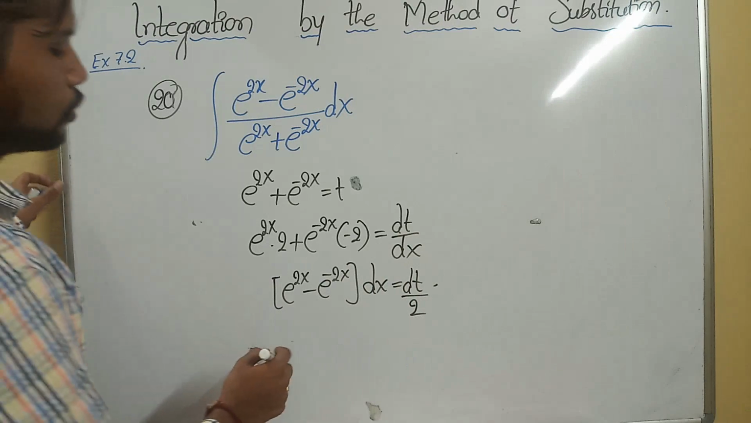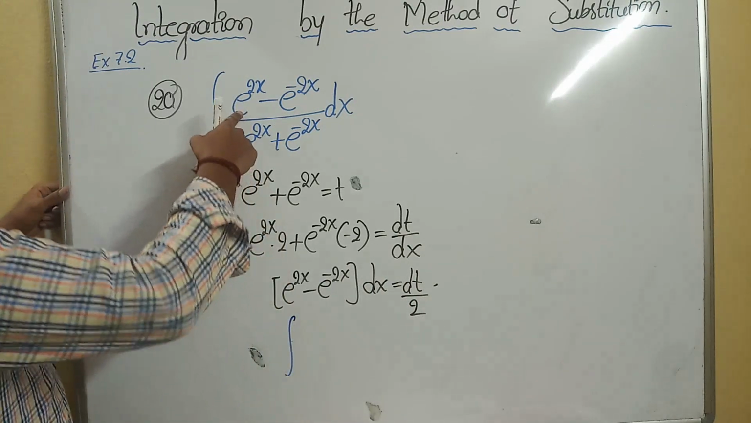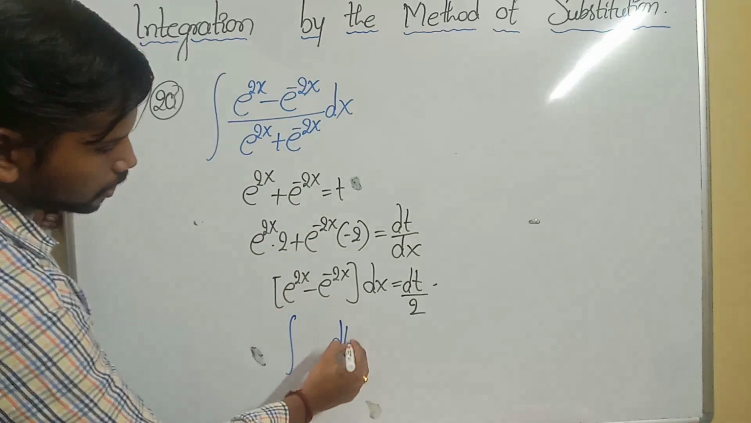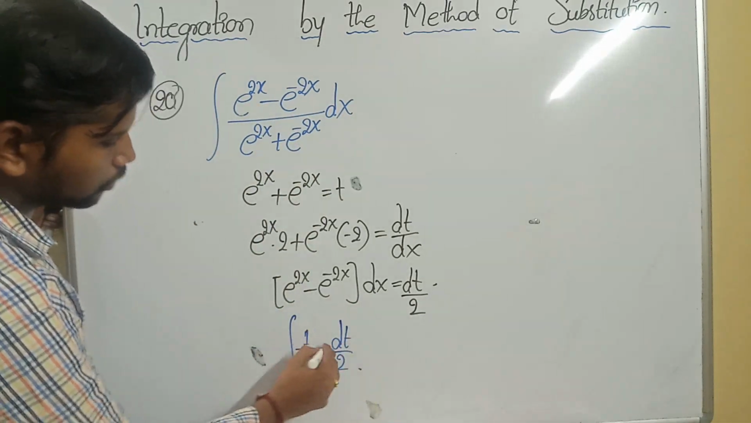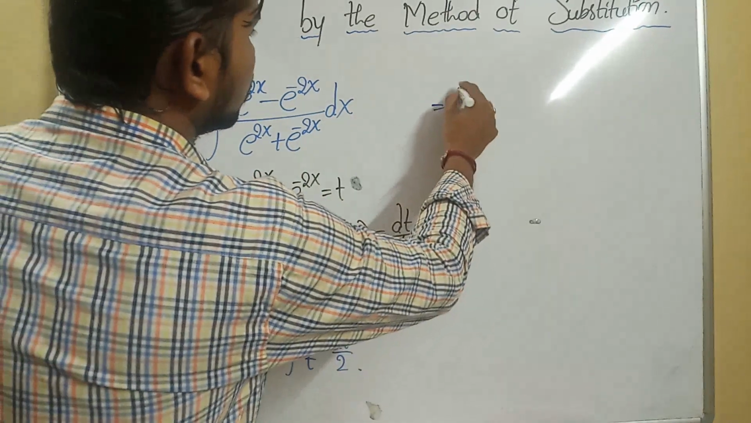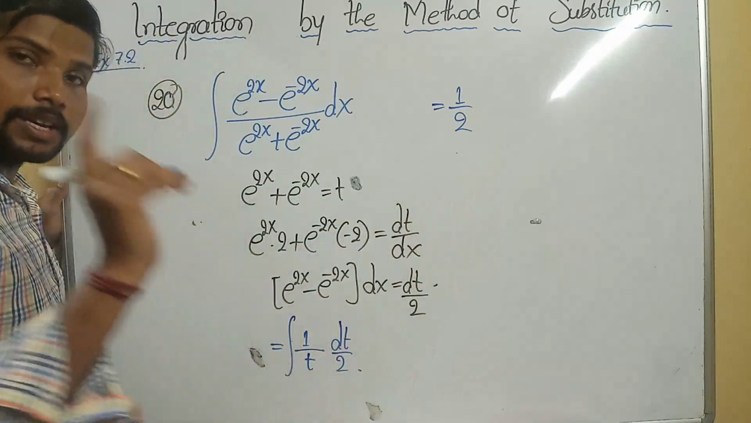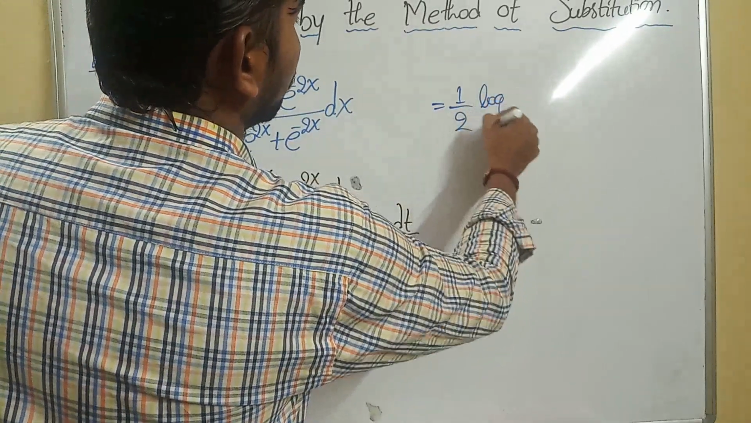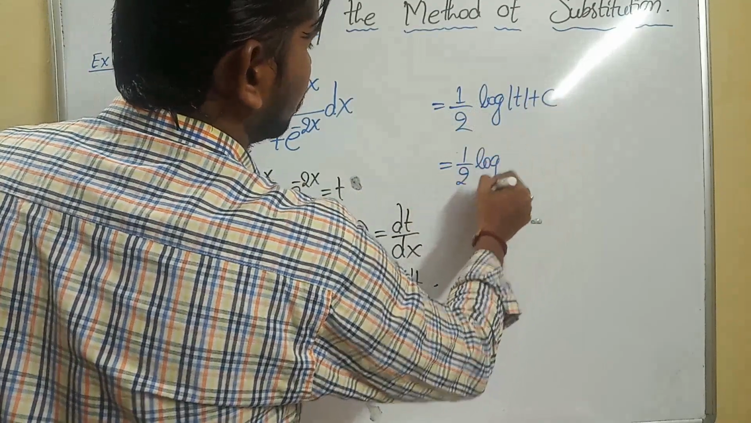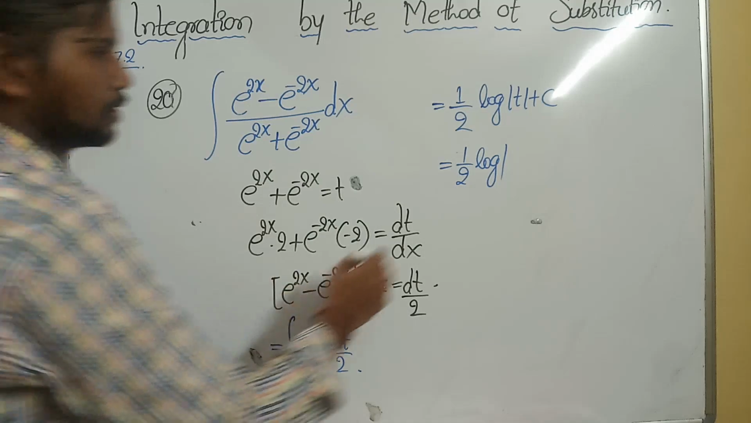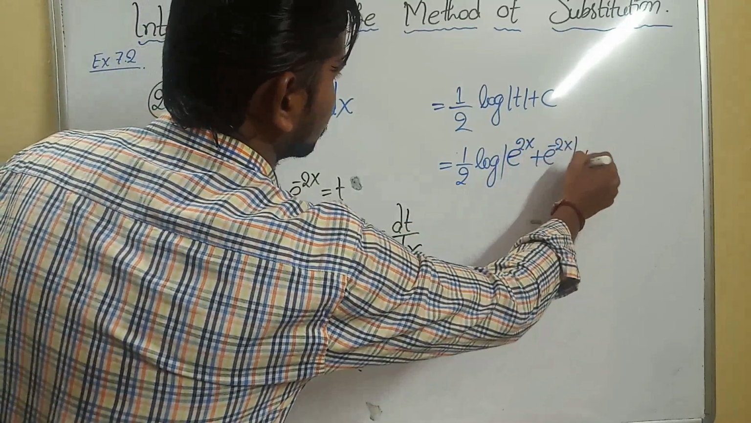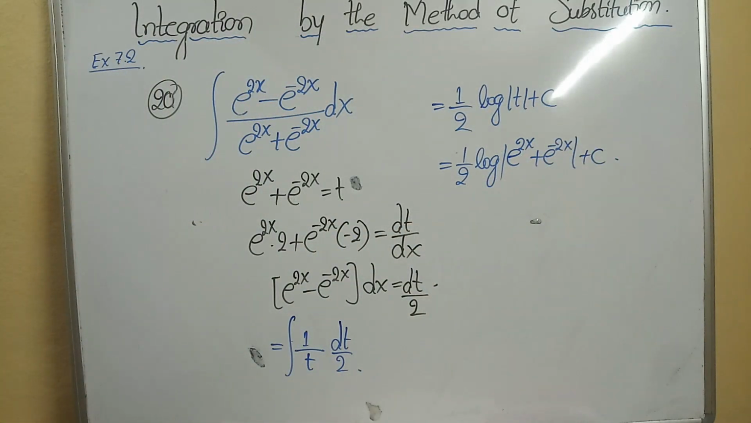After this, I'd like to substitute all the values. Integral of e raised to 2x minus e raised to minus 2x dx is the term, and it will be dt divided by 2. What is remaining? 1 divided by the denominator substitution, that is t. It will be 1 by 2 as it is. What is the integral of 1 by t? Yes, it is log of modulus of t plus c. 1 by 2 as it is, log of modulus of, what is the t value? Yes, t is e raised to 2x plus e raised to minus 2x, plus c. Got the point clearly?